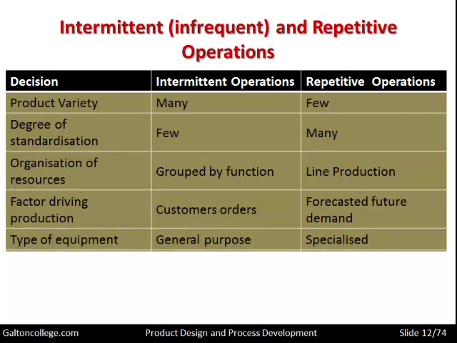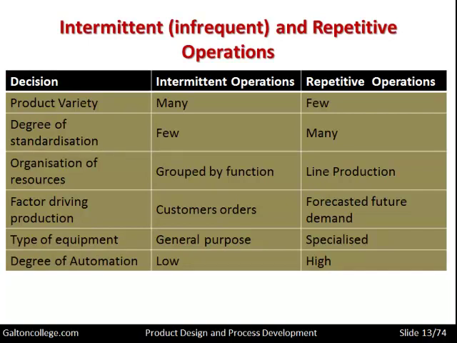The type of equipment, well, for intermittent operations, it's general purpose. Just whatever is available and is brought into play to make those intermittent items. With repetitive operations, it may be highly specialized. The machines may be customized to run smoothly and run in an automated sense because it's continuous production. So the machines may be highly specialized machines.